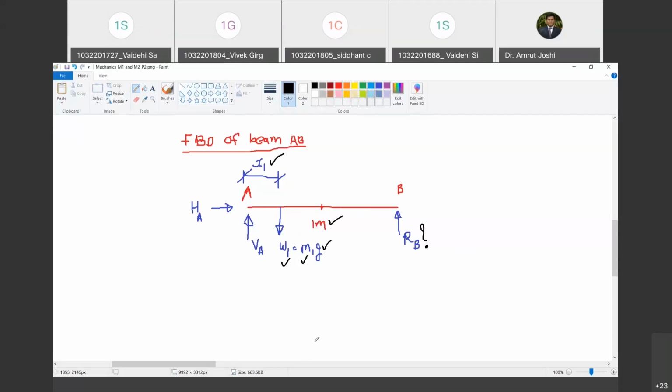Okay. And what do I need to obtain now? Tell me. I need to obtain this RB. Is this free body diagram complete? Yes, the free body diagram is complete in all sense. I need to obtain now RB. But if I look at the free body diagram, how many unknowns are there? Is HA known? No. So HA is one unknown, VA is one unknown, and RB is another unknown. So how many total unknowns are there? 3 unknowns are there. Do you agree with me? Yes, sir. Now, question is, if I were to find out these 3 unknowns, how many equations do I need?